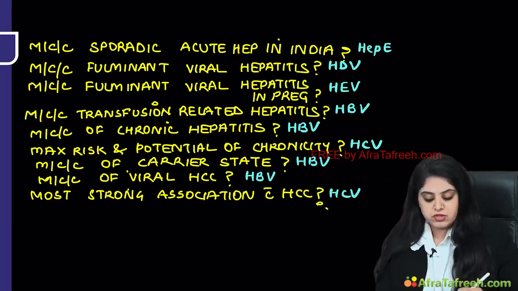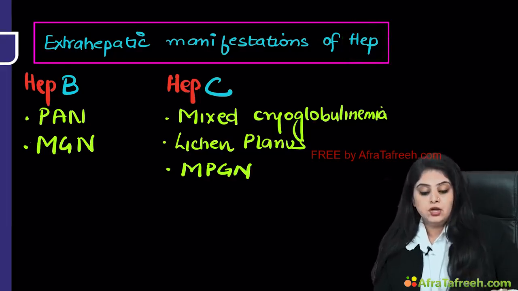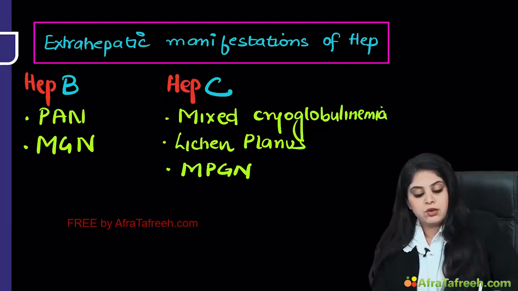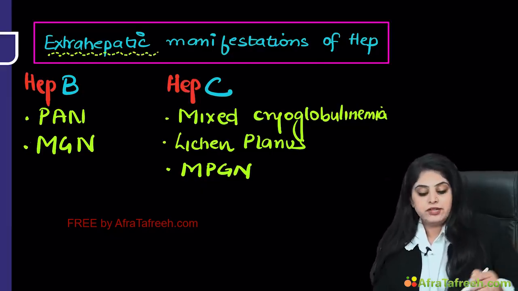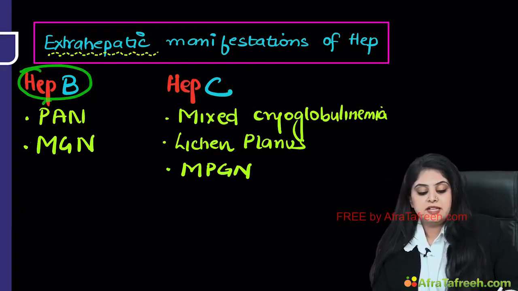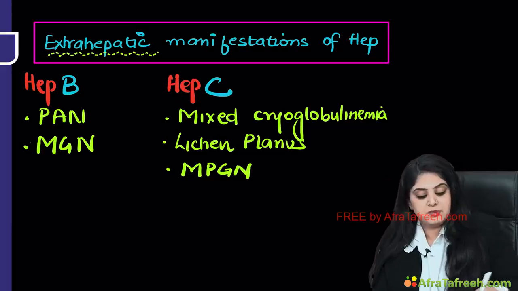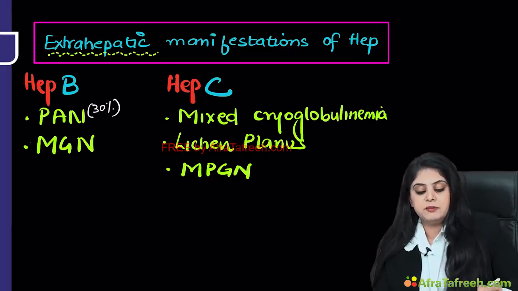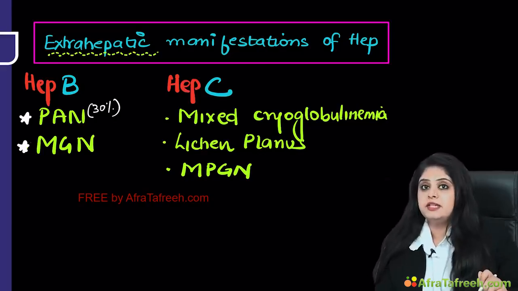And one last information which I want to correlate again with pathology is that hepatitis B and C don't only affect hepatic, meaning liver, they also have features outside the liver which you studied in medicine a lot. For example, with hepatitis B, is there any vasculitis that comes to your mind? That is polyarteritis nodosa. 30% cases of polyarteritis nodosa are hepatitis B positive. Membranous glomerulonephropathy is hepatitis B positive. So remember, PAN and MGN, these are hepatitis B related.